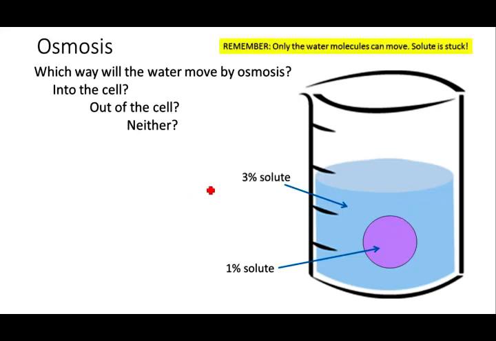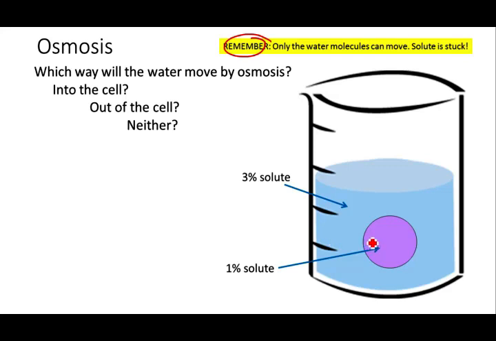Okay, here's a different situation. Here we have changed the solute concentration of the solution to 3%, and kept the cell the same at 1%. And just remember that only the water molecules can move. So the solute, whatever it is, and it could be a combination of anything, is stuck. It can't move, and just the solvent can move, just the water.